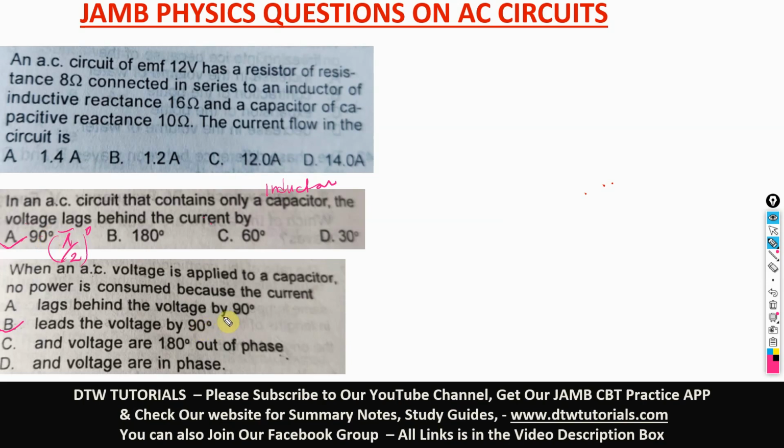And here, if this was an inductor, and they put the voltage here, you say because the voltage does what? Leads, in an inductor. Are you getting me? Don't be confused. If it was an inductor here, and they said the voltage leads, because in an inductor the current lags behind voltage, so voltage leads in an inductor. While in a capacitor, the voltage lags behind the current. The current leads in a capacitor.